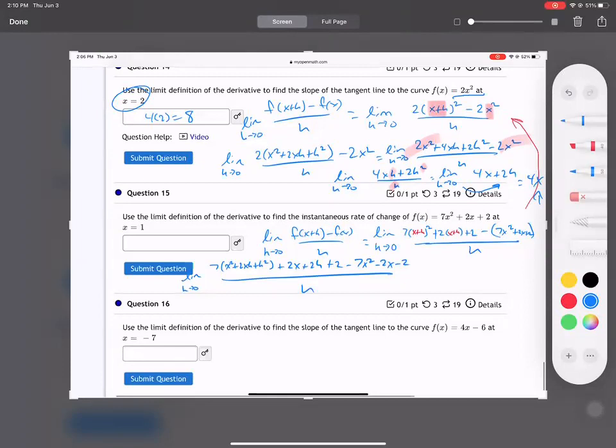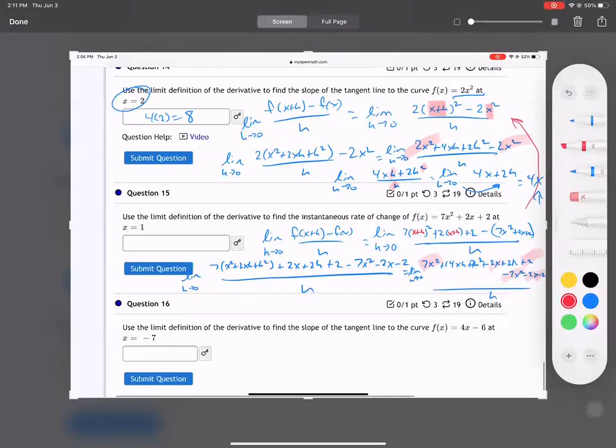These problems are a lot of writing, that's fine. This is going to become the limit as h gets closer to 0 of 7x squared plus 14xh plus 7h squared plus 2x plus 2h plus 2 minus 7x squared minus 2x minus 2 all over h. Oh my goodness, so much writing. But these problems are just, that's what it is. I see a lot of like terms I can cancel out.